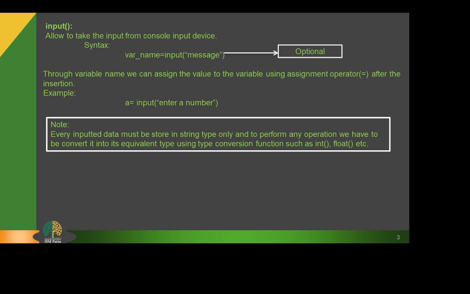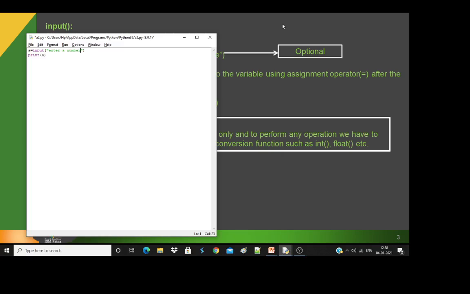By default, whatever we put through the input device is present in the form of a string only. It means we have to convert it to its equivalent integer form. Suppose here we take enter a number and use print a. Suppose here we have two different numbers for the sum in your program. Now we use enter a number again for b and put a plus b.